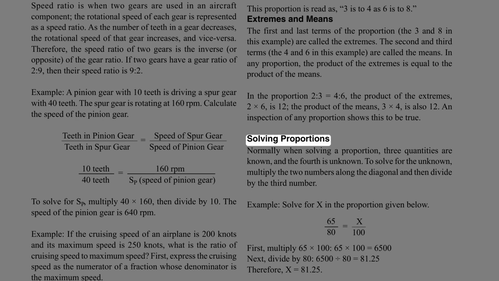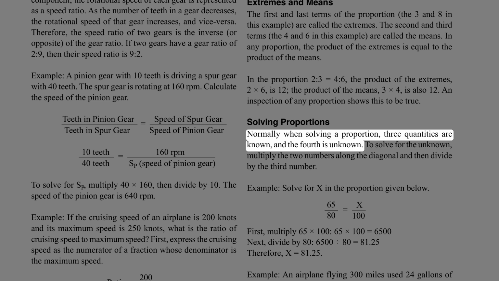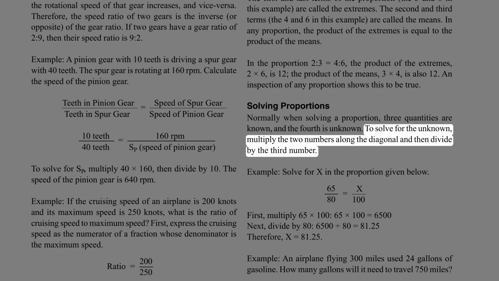Solving proportions. Normally, when solving a proportion, 3 quantities are known, and the fourth is unknown. To solve for the unknown, multiply the two numbers along the diagonal and then divide by the third number.